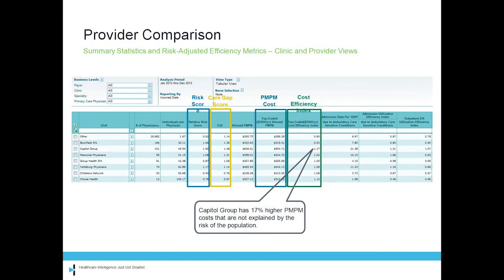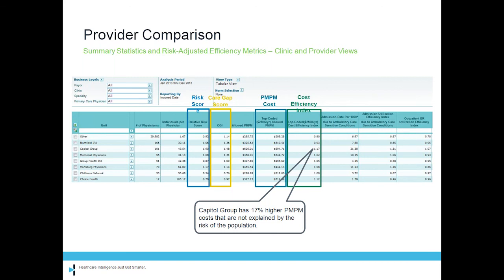So this gives us the ability, that blue box that says risk score, that allows us to look at each doc, look at the attributed patients to the doc, and really assess, is that panel sicker or not than another doc? Does the cost that provider has, is it justified based on illness burden?